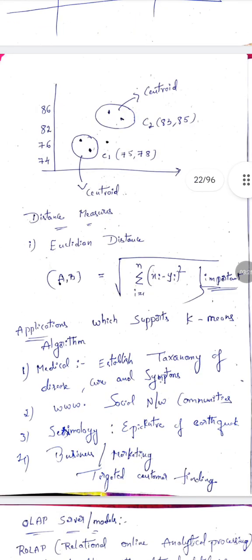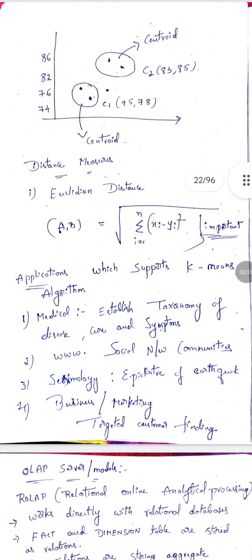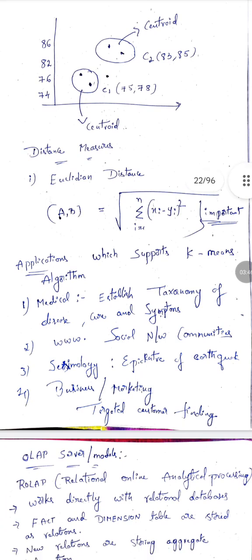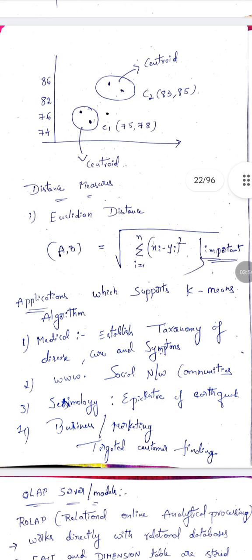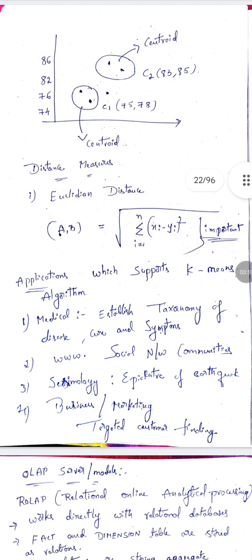Here is the Euclidean distance formula: d(a, b) equals the square root of the summation of i equals 1 to n of (xi minus yi) squared. This is the formula we use to find the Euclidean distance between these 2 clusters. That means x1, x2 and y1, y2: you can take those points, place them in the Euclidean distance formula, and easily calculate the result.